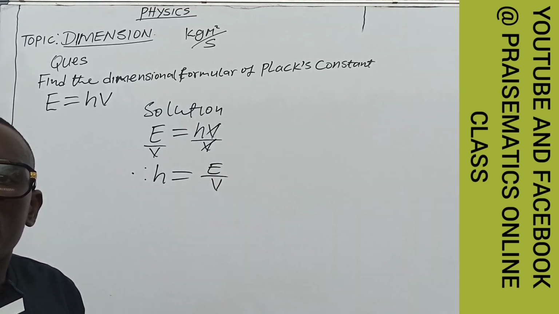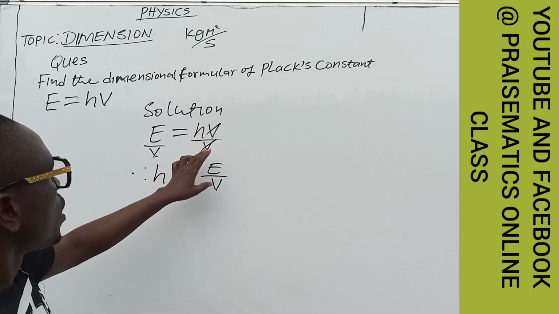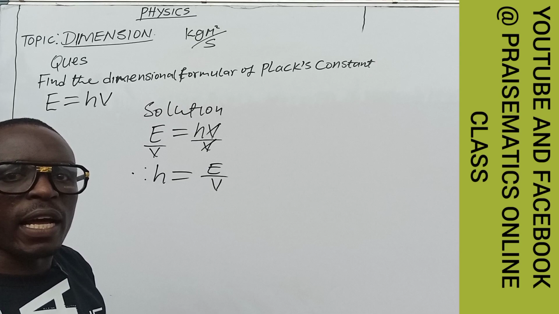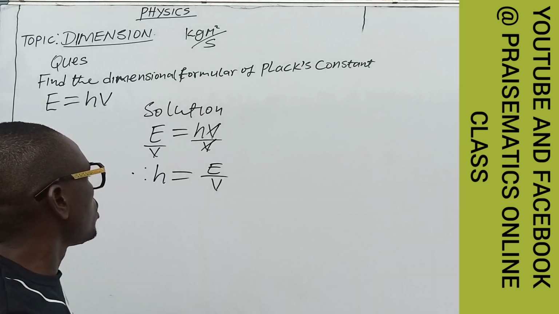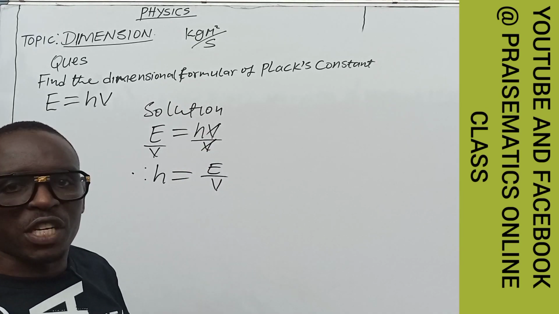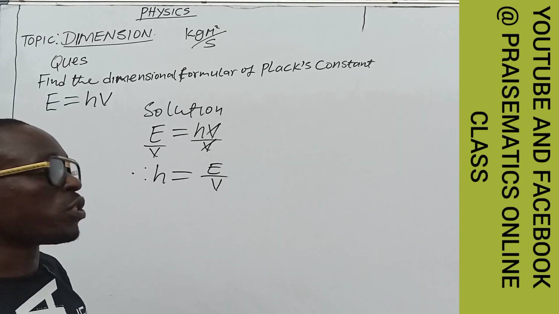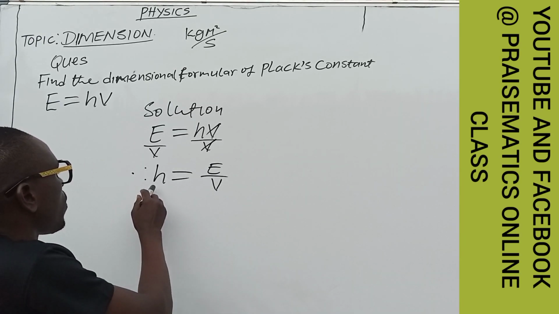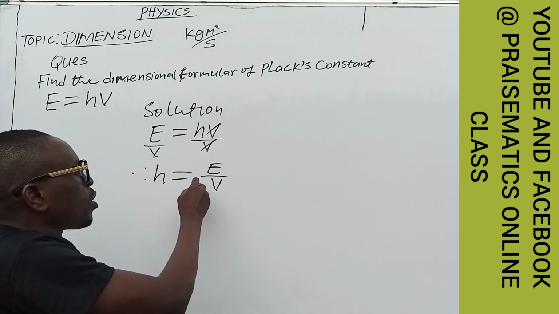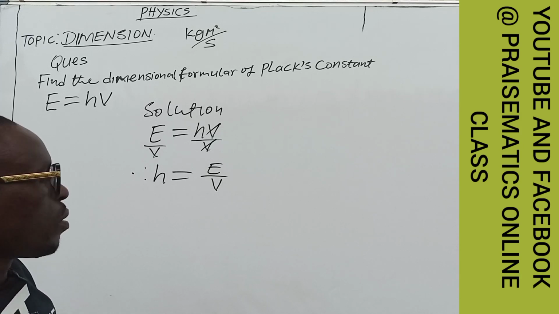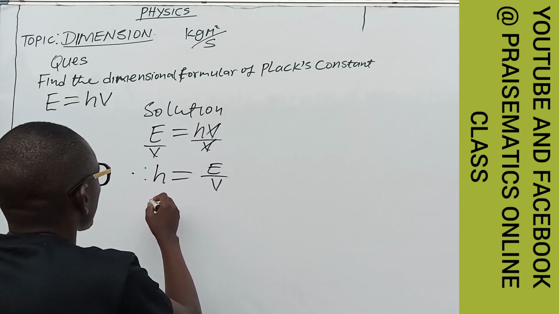You first of all make h, which is the Planck constant, the subject of the formula by dividing through by the coefficient of the Planck constant, which is v. And that is the reason why we have that the Planck constant is equal to energy over the velocity. Okay, now let's solve.